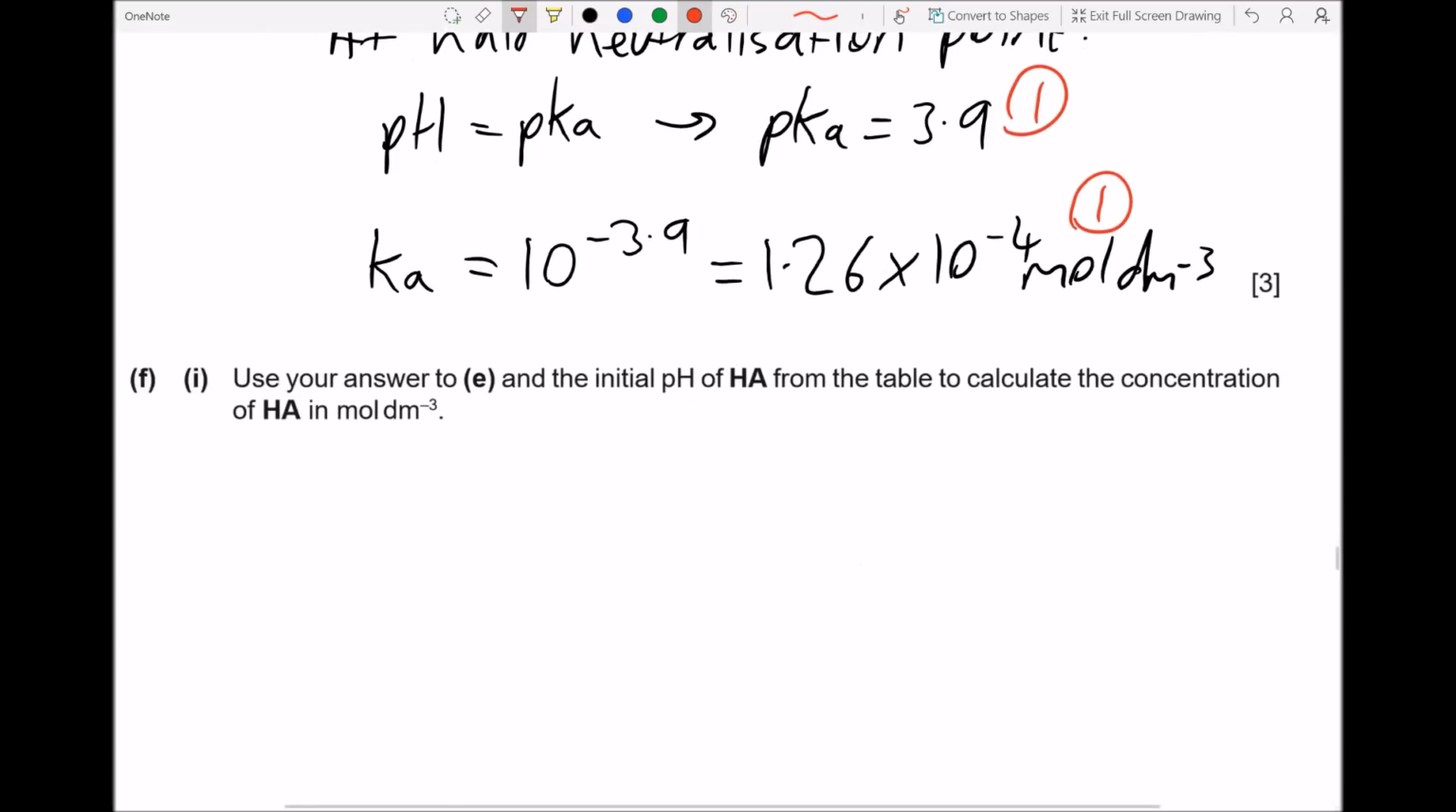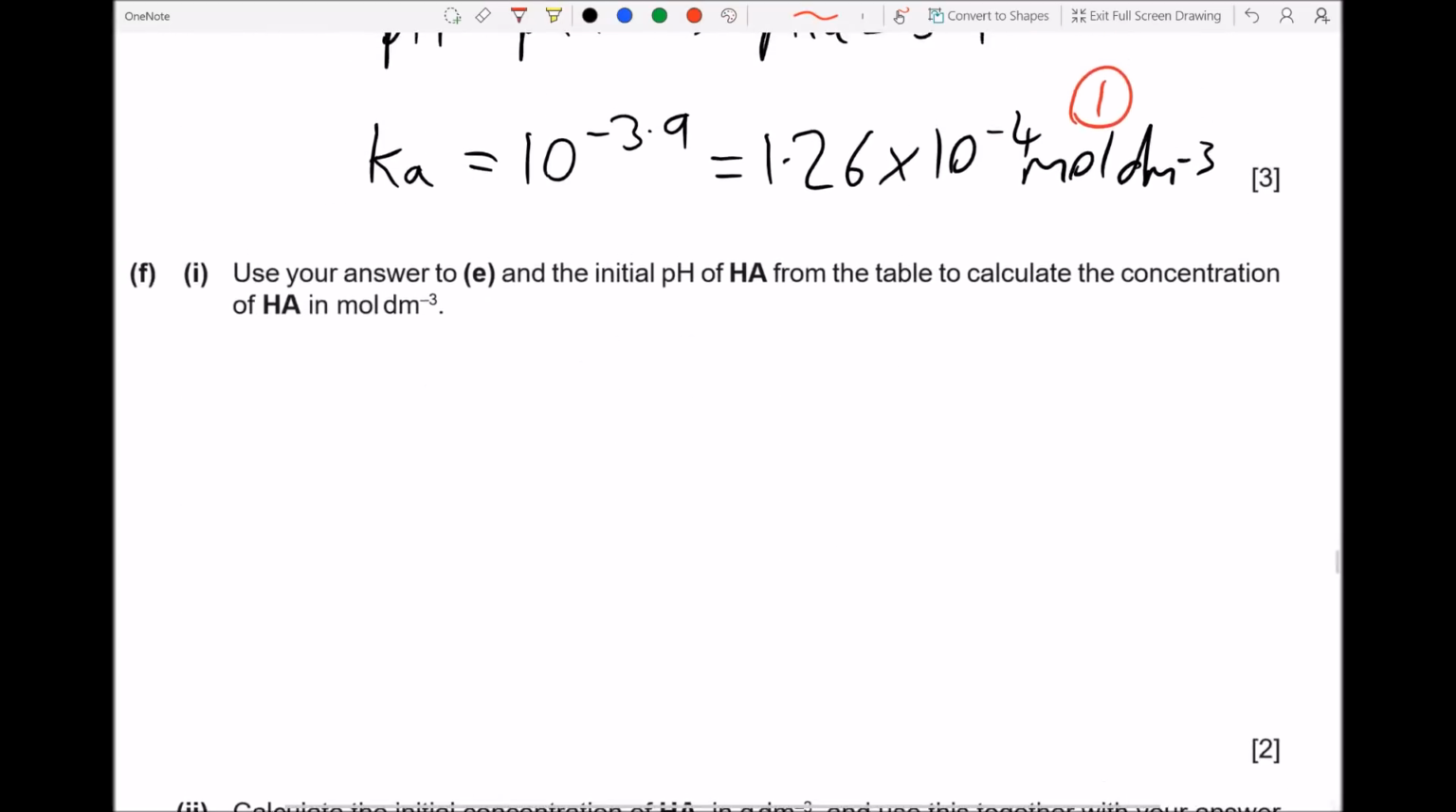Okay, and then it says F, use your answer to E and the initial pH of HA from the table to calculate the concentration of HA in moles per dm cubed. Right, okay, so we're going to use the Ka expression to work out the concentration of HA. In order to do that, we need to work out the concentration of H plus ions.